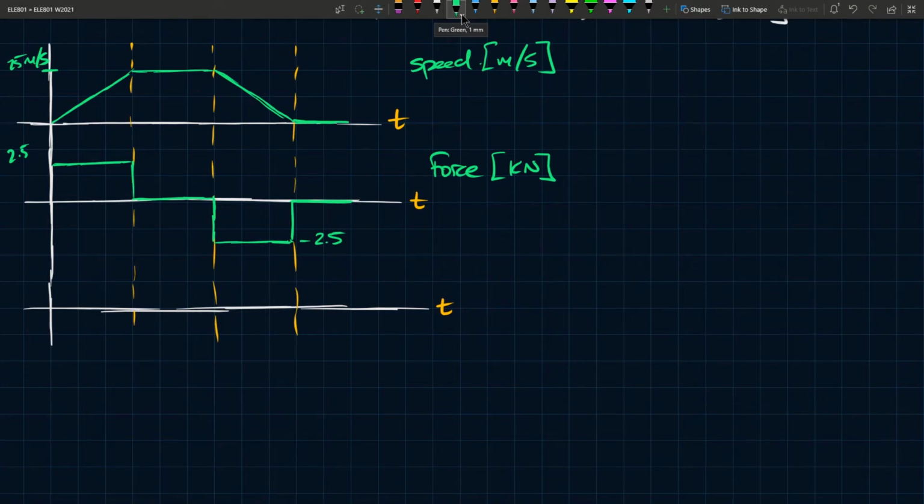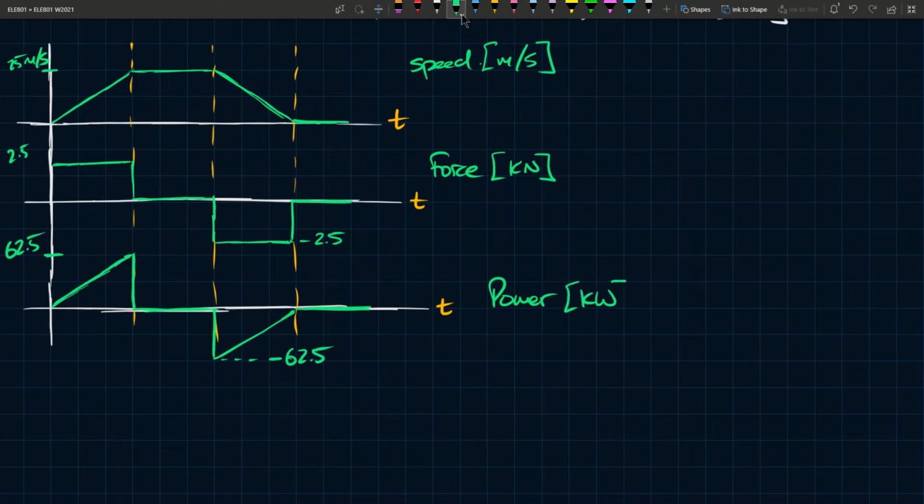So you would expect then that this would increase following this type of profile. And then during this time, the product is 0, so it would drop down to 0. And then the product would remain 0 during this time. And then it would drop down to a negative power. And then it would go back up to 0, like so. And this is 62.5, and this is minus 62.5. And this is the power.